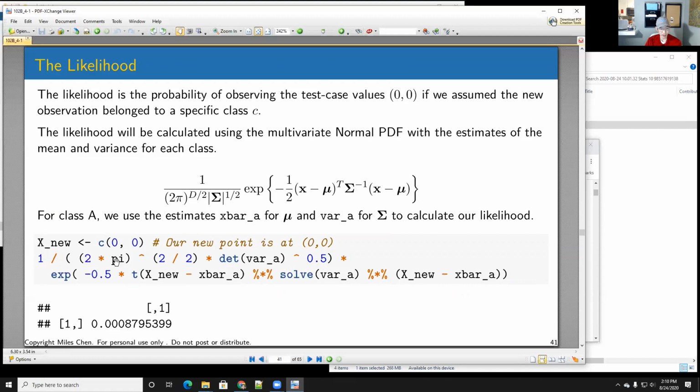So I've got 1 over 2 pi raised to the dimensions over 2, which is 2 dimensions over 2, so just raised to the 1, multiplied by the determinant of that variance matrix raised to the 1/2 power, times e raised to the negative 1/2 times x minus mu transpose, multiplied by the inverse of sigma multiplied by x minus mu. I run those calculations and I get 0.0008795.